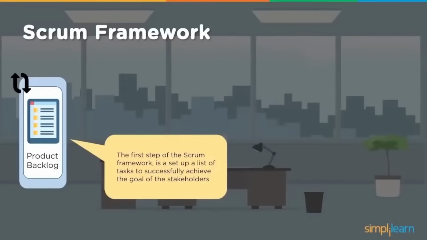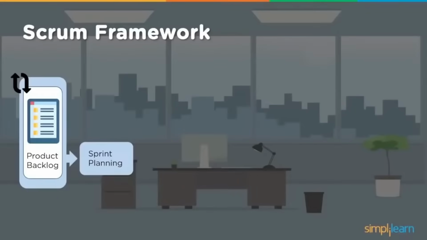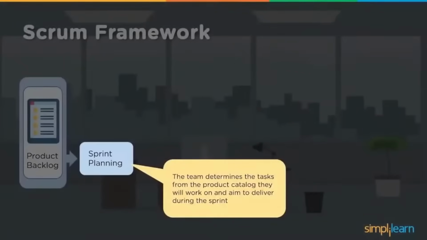So product backlog is the first step of the Scrum framework, a list of tasks to successfully achieve the goals of the stakeholders. We discussed that while discussing the product backlog. So further, sprint planning happens where the team determines the tasks from the product backlog they will work on and aim to deliver during the sprint.